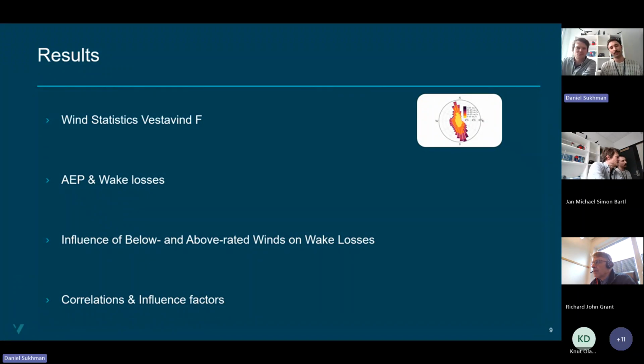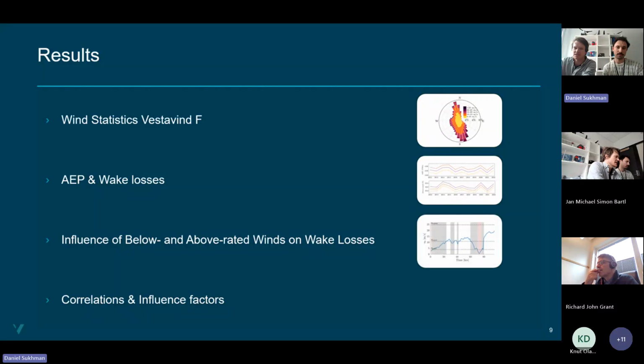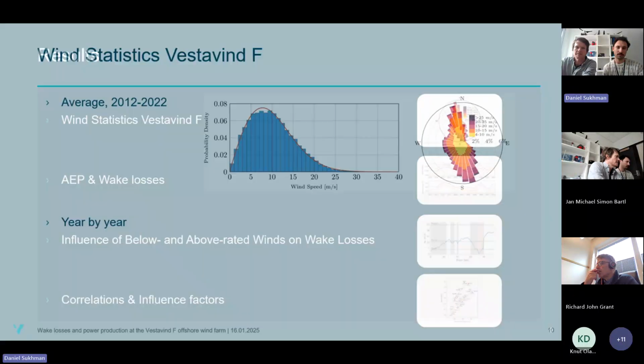Yeah, so when we present the results, we will shortly talk about the wind statistics, where we did an evaluation of the wind data for 11 full years. Then we will look at the annual energy production and the associated wake losses that we calculated with our engineering model Quinn. And then we will discuss a little bit what is the influence of below rated and above rated wind speeds on those wake losses, and discuss a little bit more how our results correlate and what could have potentially influenced those results.